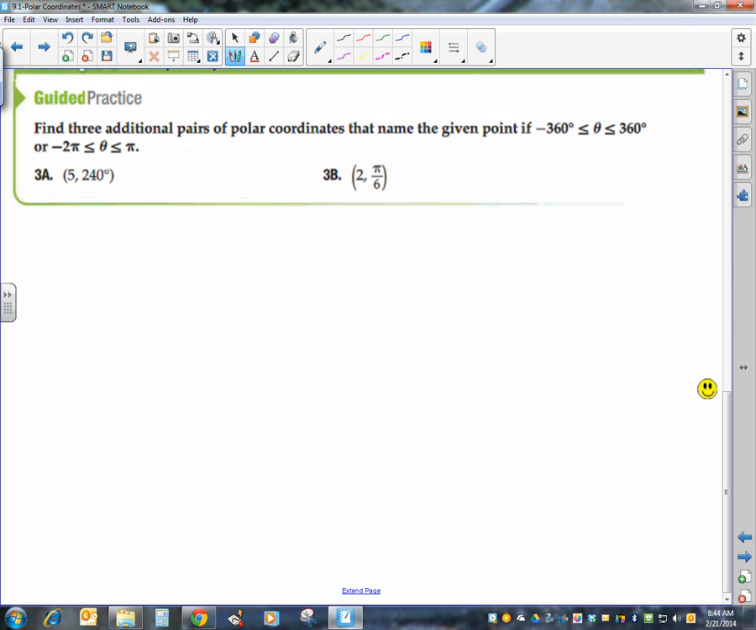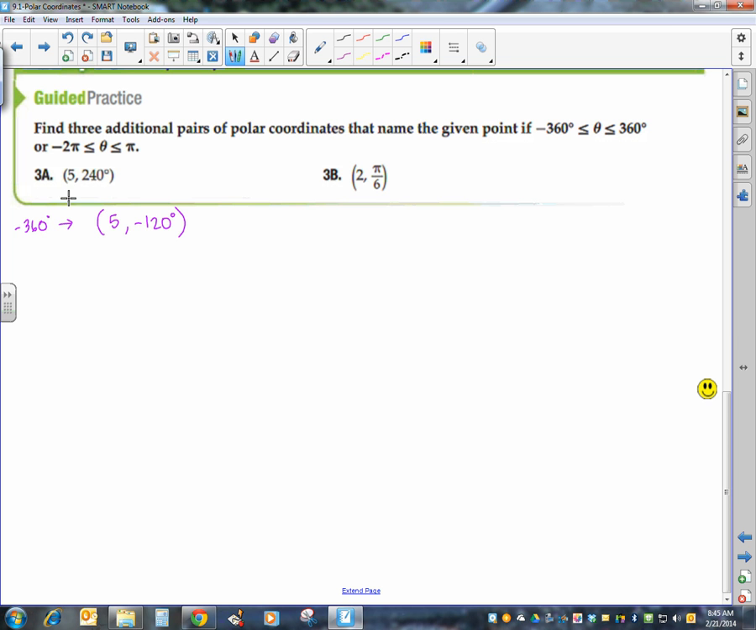Okay, find 3 additional pairs of polar coordinates that name the given point, if we have theta between negative 360 and 360, or between negative 2 pi and 2 pi. So we start off with 5, 240, so we're using 360 and degrees. Whatever is given to you, you want to keep that same thing. So first off, to get the same one with a negative angle, all you need to do is subtract 360. So that's going to be 5 comma, what's 240 minus 360? It's negative 120. Okay, so that's your first one.